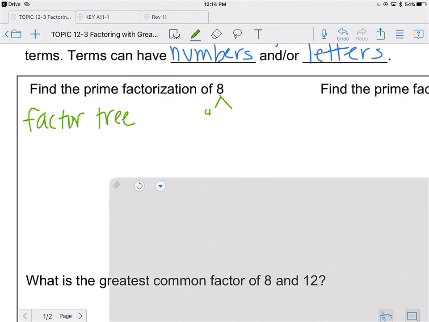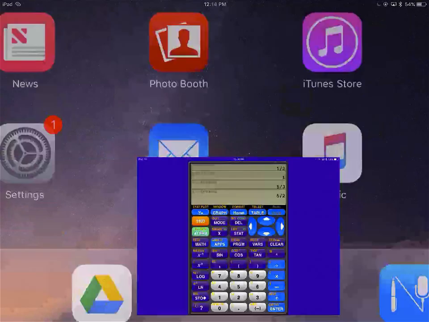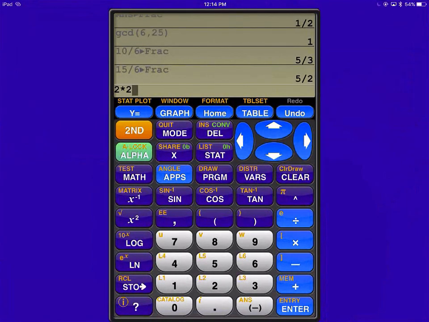So 8 is a multiplication of 4 and 2. Now 2, we can't break down any further. We could, but we would only have 2 and 1, and that doesn't help me. But 4, we can break up into 2 and 2. So my prime factors of 8 would be 2 times 2 times 2. I'm going to write that out. A way you can check yourself is to put this into the calculator, and you should get what you started with. 2 times 2 times 2 is 8.